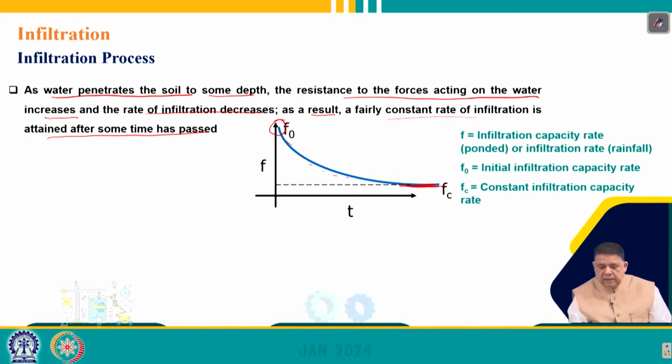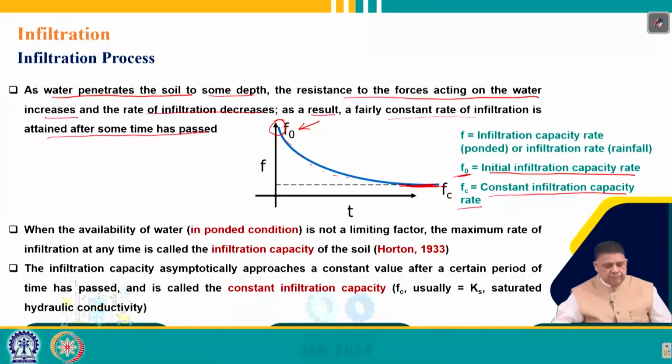So, here F0 is the initial infiltration capacity rate, and Fc is the constant infiltration capacity rate if the infiltration experiment or infiltration continues for a longer period of time.